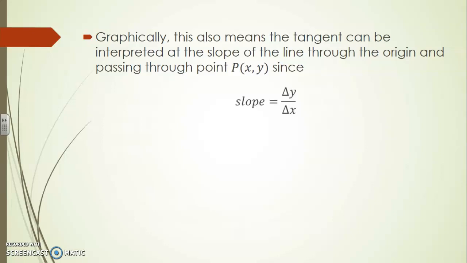If you recall, the slope is defined as delta y over delta x, and if point P has coordinates x and y, then the change in y is y minus 0 over x minus 0. And finally, recall that in a unit circle, the y component corresponds to the sine of theta, and the x component corresponds to the cos of theta. Sine of theta over cos of theta is the tan.